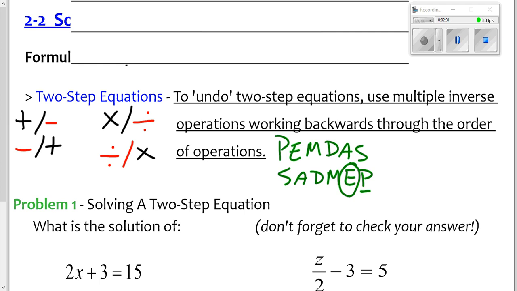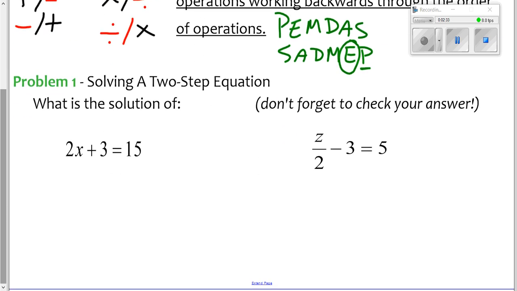So in this first example, problem number 1, we're going to identify what is the operation that we have. In this particular case, I'm adding, so I have to do the inverse of that, and I'm doing it first. I'm going to start with order of operations, but working backwards. So I want to do the opposite operation or inverse. I'm going to subtract 3. I have to do it to both sides. This will go away. I'm left with 2x, and I get 12.